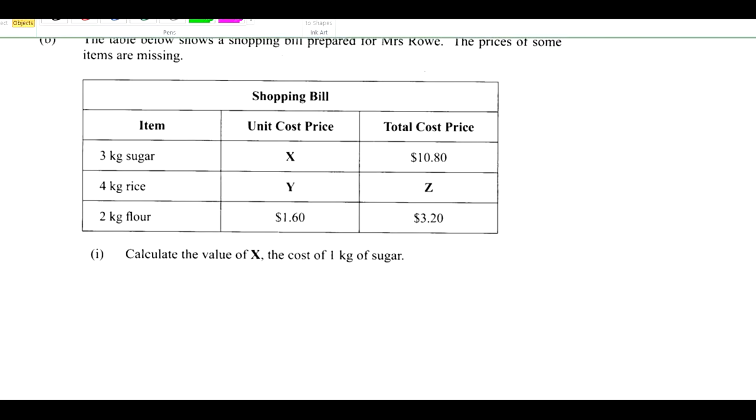Now in part B, I've had students ask me to show them how to work this problem. Okay, so we have the table below shows the shopping bill prepared by Mrs. Rowe. The prices of some items are missing. So we look at the shopping bill. So you have the items and we have the unit cost. When they say unit cost, they mean cost per kg in this case, because we have the amount of kilograms of sugar, amount of kilograms of rice. So when they say unit cost, they mean the cost of 1 kilogram, and this is the total price.